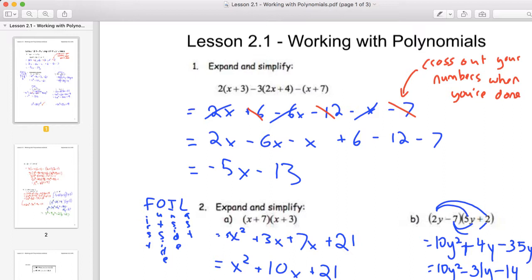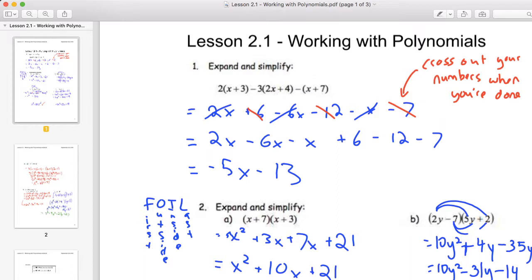We have minus 3 times 2x. Minus 3 times 2x becomes negative 6x. We have minus 3 times 4, which becomes negative 12. And then we can move on to the next one. We have minus times x and minus times 7. So we get a negative x and a negative 7.